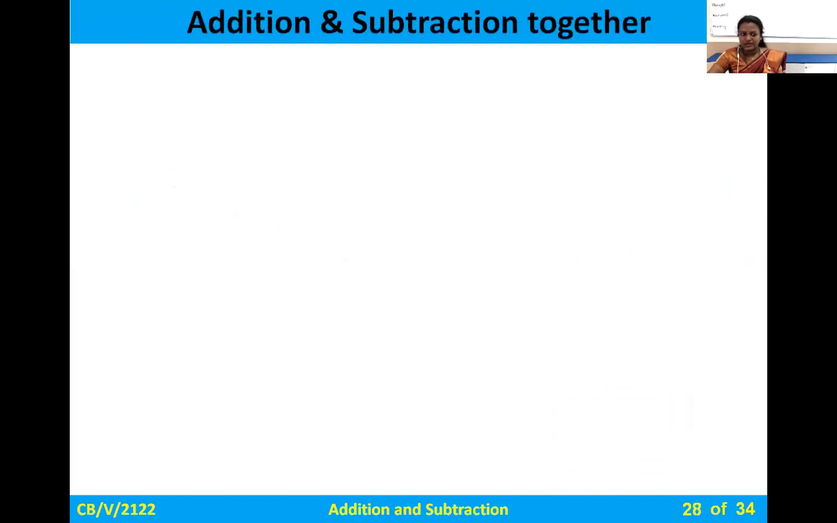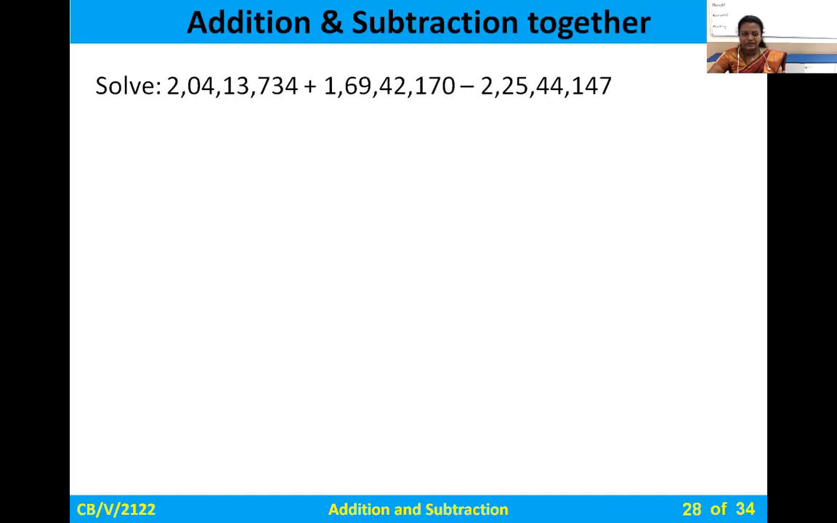Let's move further, if we have a combination of addition and subtraction together. Say, take an example: 2 crore 4 lakhs 13,734 plus 1 crore 69 lakhs 42,170 minus 2 crore 25 lakhs 44,147. Seeing the bulky numbers, we need to first identify which operation is to be performed first. Absolutely right. We'll start with the addition of the first two numbers.